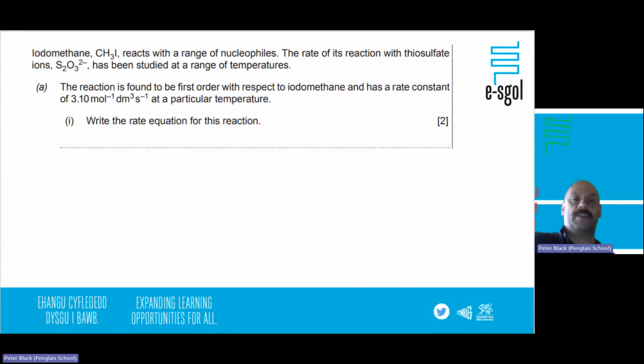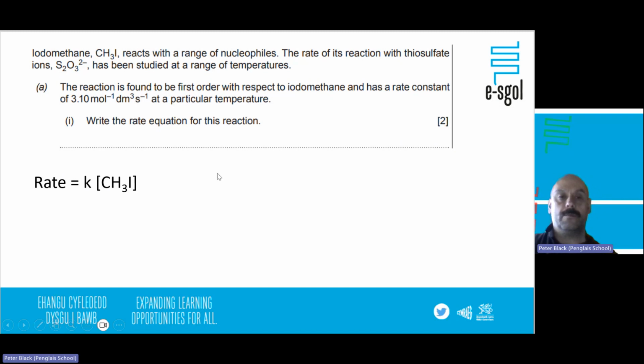So let's have a look then at some questions to do with rates and mechanisms. I thought this was a really interesting question, actually. When I did this question, I can't remember which year this is, I got it wrong, because I wasn't really reading the question. I wasn't using the information that's available to me. As soon as I read the question properly, I was like, oh wow, that's actually quite a good question. It says the reaction is found to be first order with respect to iodomethane, and has a rate constant at a particular temperature. Write the rate equation for this reaction. Of course, what I did was write that, and then when I looked, it was like, no, that's wrong, and I realised my error.